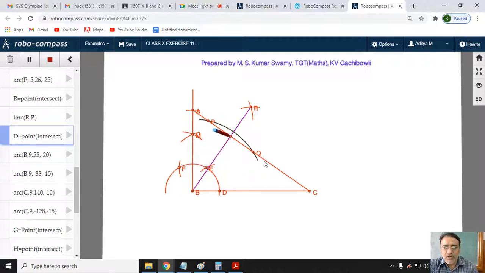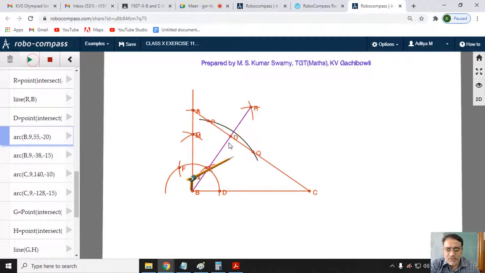Now we have to draw one circle which passes through BDC. Already this angle is 90 degrees, and we know that the angle in a semicircle is 90 degrees. So we will find the midpoint of BC. How will we find it? By drawing the perpendicular bisector.